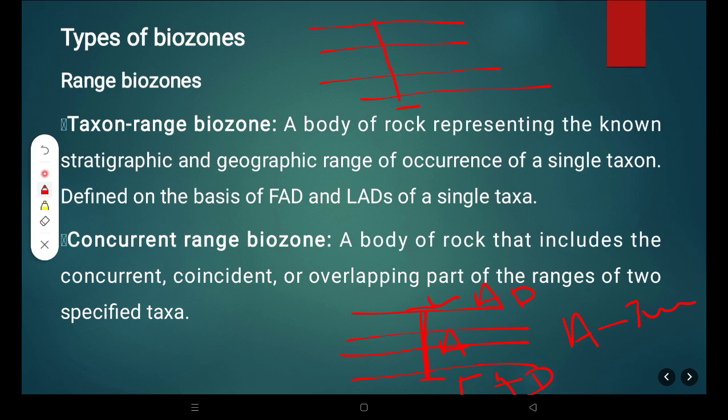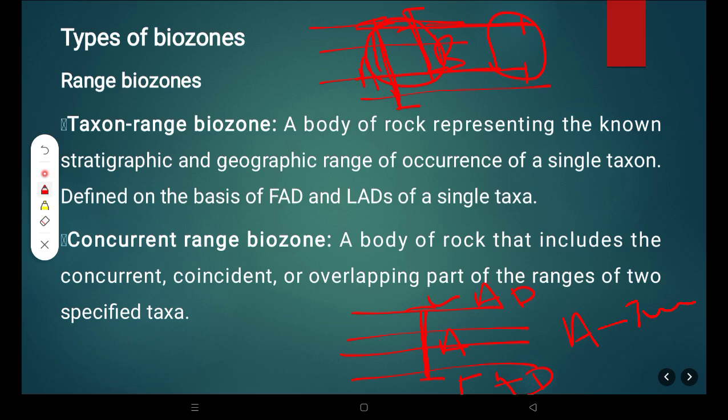One fossil starting from here and ending from here. Then another fossil starting from here, ending from here. So from this part of the strata, where these two fossils overlap, they have overlapping characteristics. Suppose this is fossil A, this is fossil B. So this part of the data has overlapping characteristics.